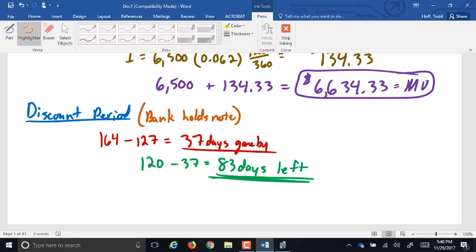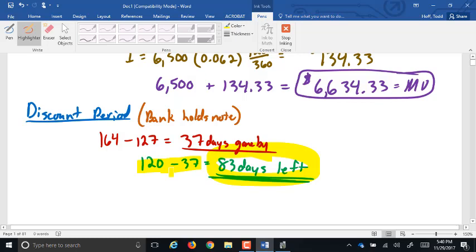Now I'm going to stress this. Make sure that you are finding the number of days left and not the days that have already gone by. Number one mistake made on these problems on the third test coming up is that you find the number of days that have gone by, but you forget to go back and subtract it to see how many days are left. 83 is the discount period. All right, so there's only one period, I don't need an S on there.